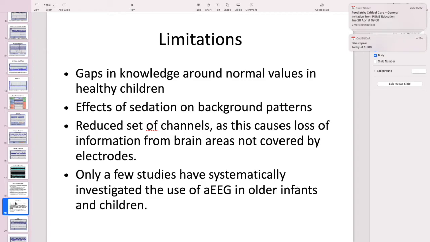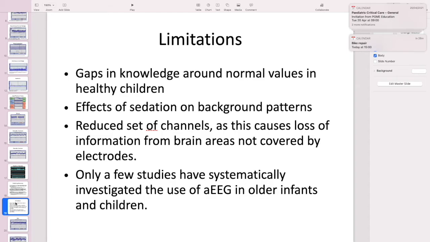You might not pick up seizures. And also there's a concern because we're using a reduced set of channels, we're not covering the whole brain. And because of that, you might miss seizures. As well as that, because it's compressing a longer time period into very small snapshots, you might miss really short-lived seizures. The other issue is that you might notice a seizure if the amplitude increases, but if your background amplitude is already high, then you may not notice a seizure.